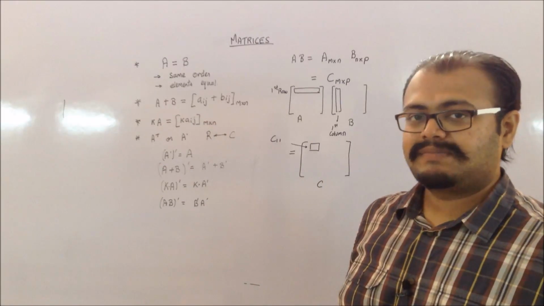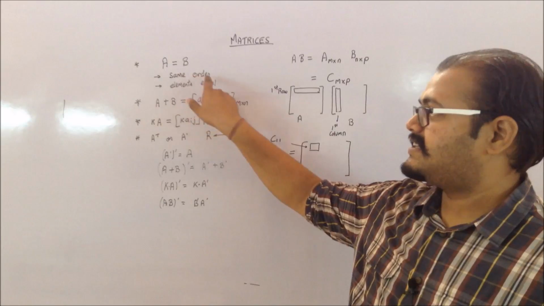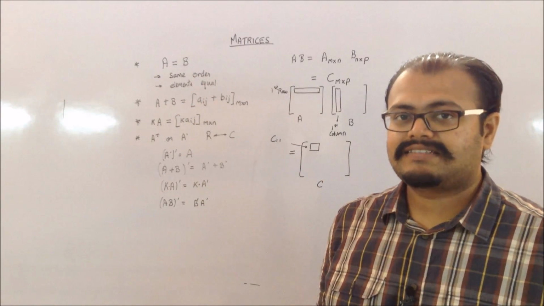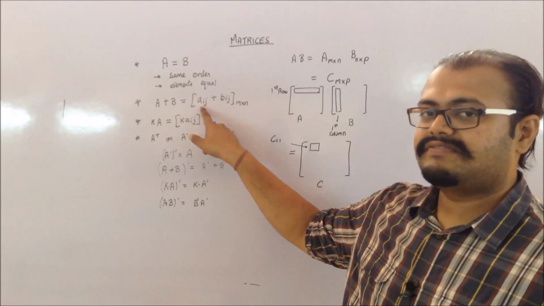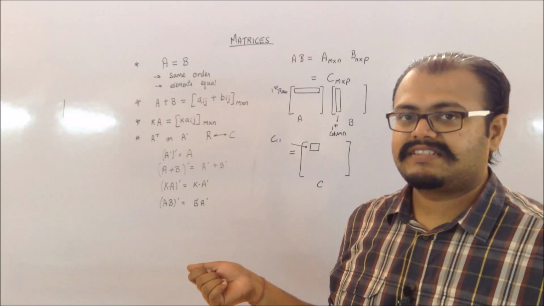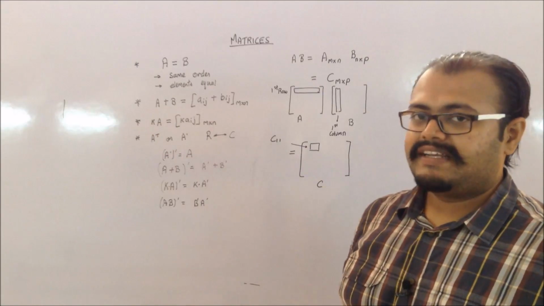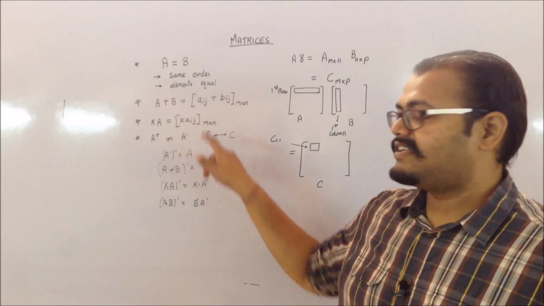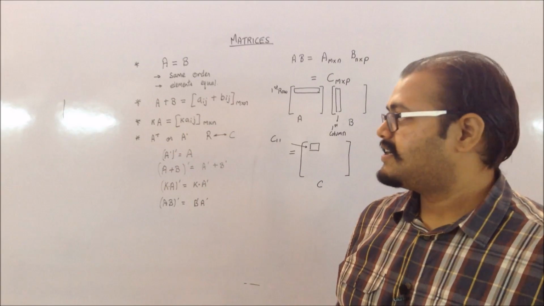If you are adding or subtracting two matrices, then again you have to consider the same condition, that they have the same order, and then you will add the corresponding elements together. That is, you will add the element at the first position with the first position element in B, and so on. If you are multiplying a constant with a matrix, then you have to multiply the individual elements present in that matrix with that constant.